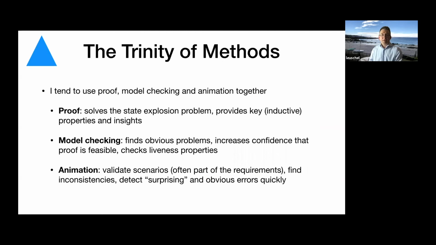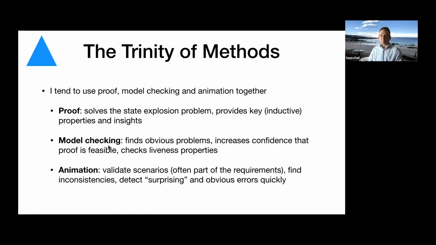I find proof is important to solve the state explosion problem, to help scale. And it provides insights, which the other techniques do not necessarily provide. They provide insights on why a system is correct, right? Model checking is very useful, can check liveness properties, but usually for more complex systems, it's very, very difficult to scale it to larger systems. For interlockings, there is quite a lot of work where, without proof, with just, let's say, SAT-based tools, you can exhaustively check an interlocking for correctness. But for other systems, currently, it cannot be done.